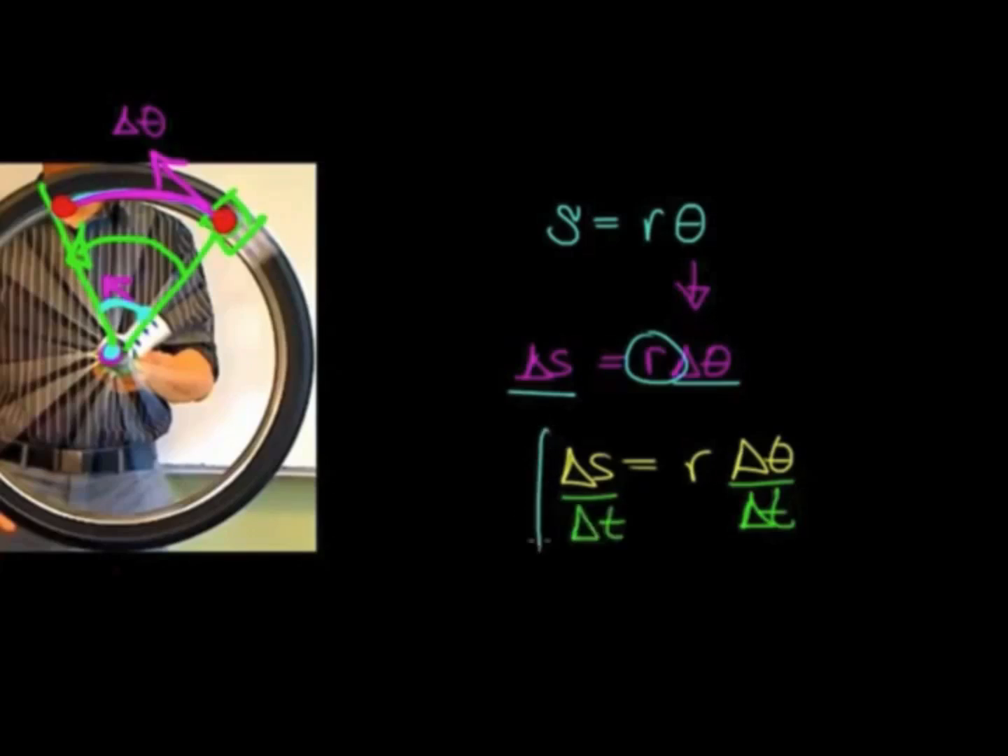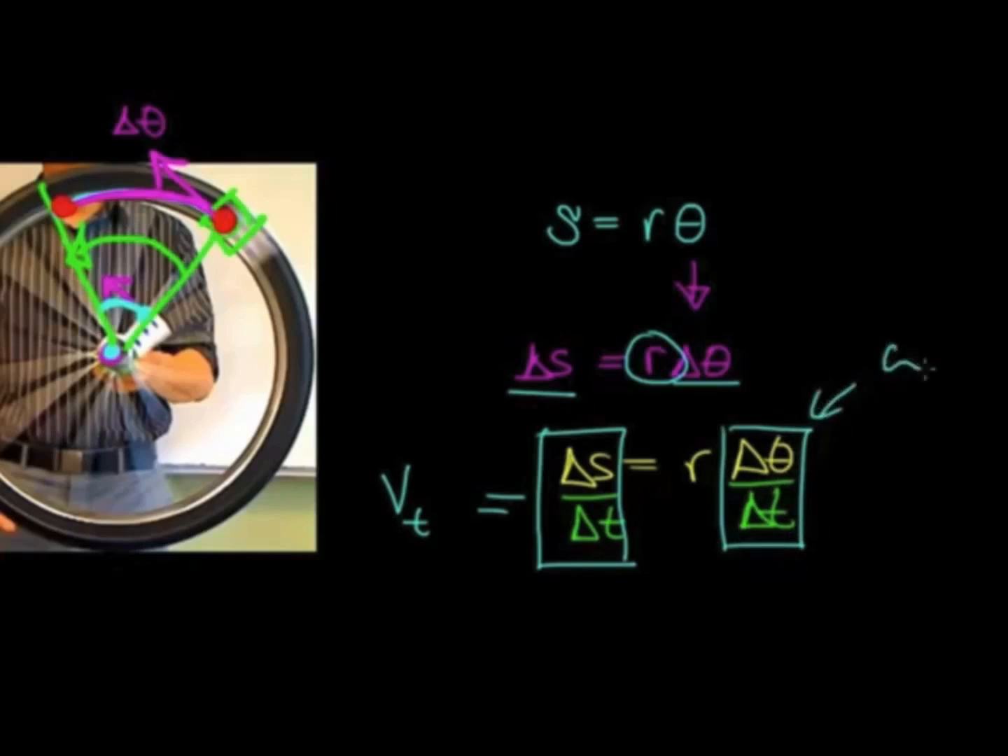Now one of the things I'm hoping that you see is that this relationship here, this delta s, the change in distance divided by the change in time, is really the definition of velocity. And since this object's rotating, we call this the tangential velocity. And the other thing I'm hoping that you see is this quantity right here, this change in angle divided by the time it takes to rotate through that angle, that's really the object's angular velocity.